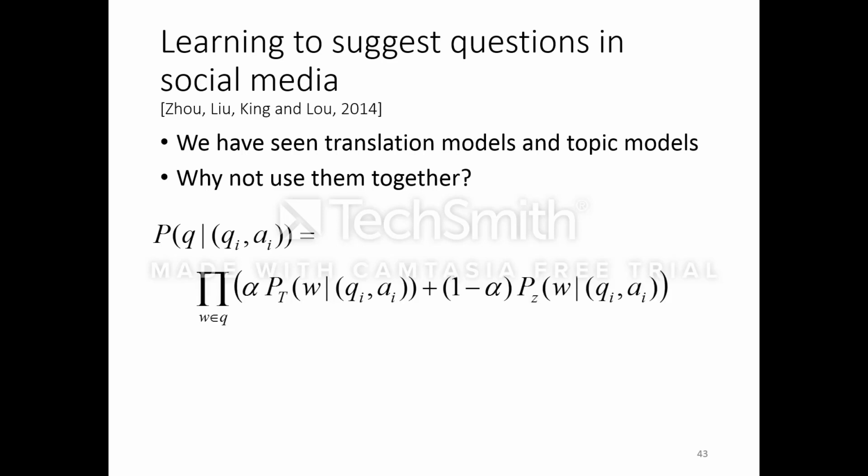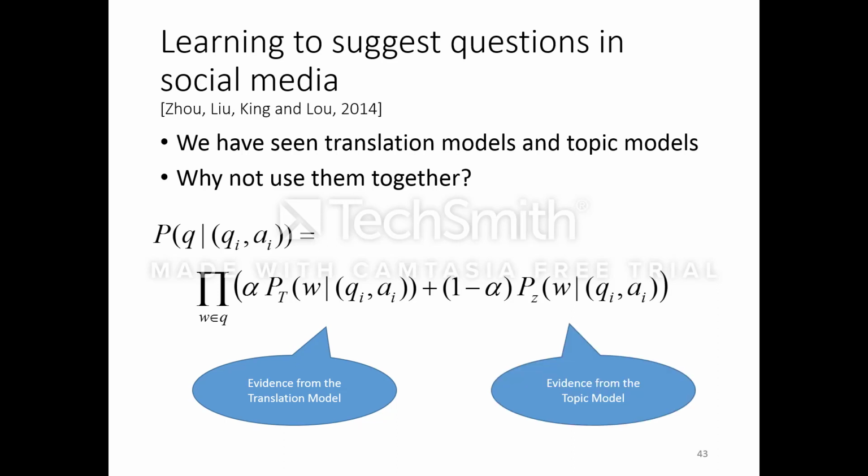Here you once again have a product over the set of words in the new question. And you take the evidence from the translation model, which is basically the middle term from the translation model. Here I've used a shorthand, PT of W given QI, AI, and the evidence from the topic model, which is written once again as a shorthand PZ of W given QI, AI, and those are interpolated using a weight. So alpha is a value between 0 and 1. You have alpha times the evidence from the translation model plus 1 minus alpha times the evidence from the topic model. So that's what they do.